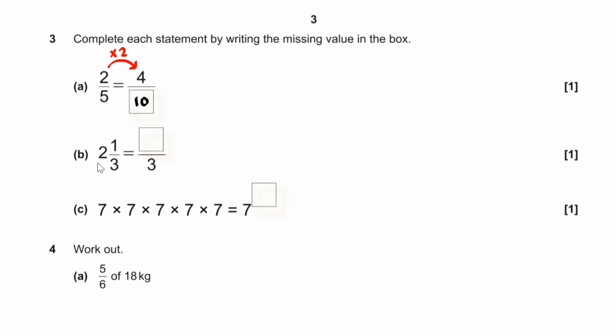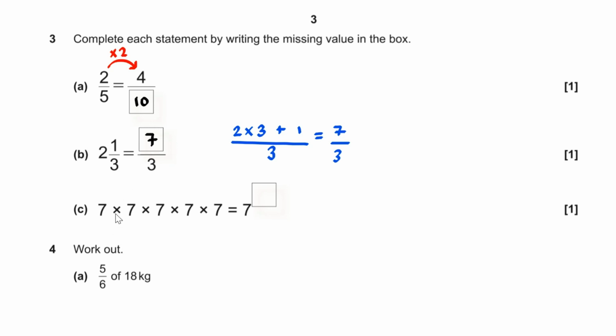And now for part B, we've got 2 1/3 equals something over 3. Well, here we have to write our mixed number as a top heavy. And to do that, we'd have 2 times by 3 plus 1 divided by 3. So we've got 6 plus 1, which is 7. So we've got 7 over 3 being equal to 2 1/3. So here we have 7/3.